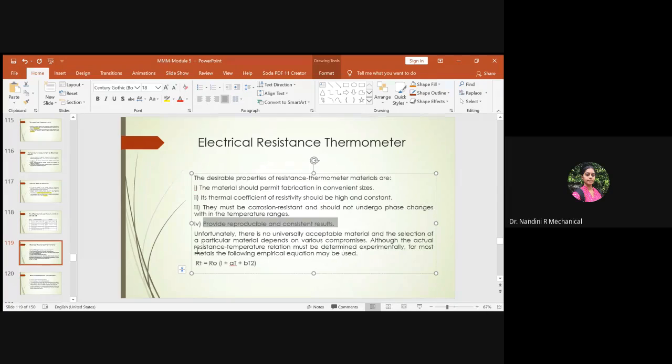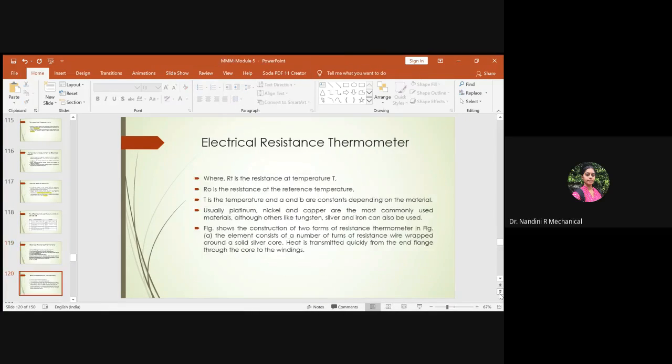Although the actual resistance-temperature relation must be determined experimentally, for most metals the following empirical equation, which has been written here, is considered. R_T = R_0(1 + AT + BT^2), where A and B are constants.